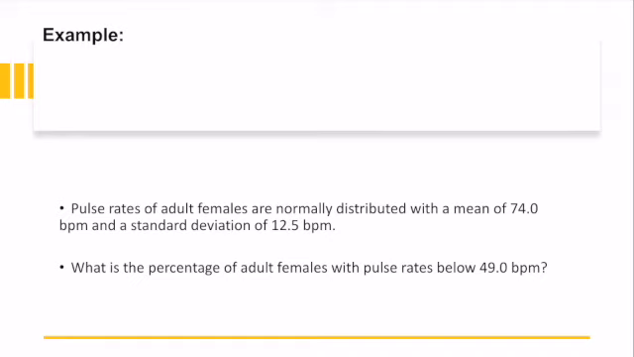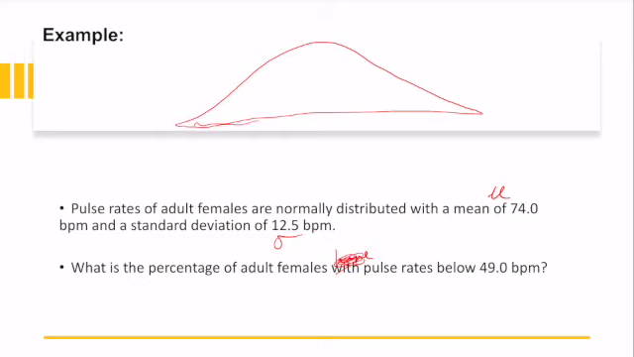Okay, so let's do another example using the 68, 95, 99.7 rule. Pulse rates of females are normally distributed with a mean of 74 and a standard deviation of 12.5. What is the percentage of adult females with pulse rates below 49 beats per minute? So we need to go ahead and sketch a normal distribution. I need to go up 3 standard deviations and down 3 standard deviations.